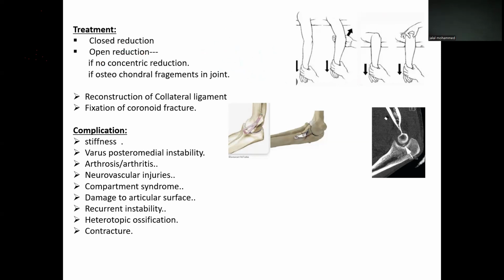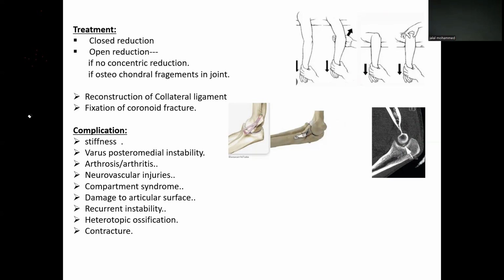Or sometimes you may find some osteochondral fragment, as you see here. If you find this osteochondral fracture, you can't remove it without opening the joint. So for removing the osteochondral fragment also, you need to go for open reduction. So the indication of open reduction is non-concentric reduction or a patient who has osteochondral fragments.